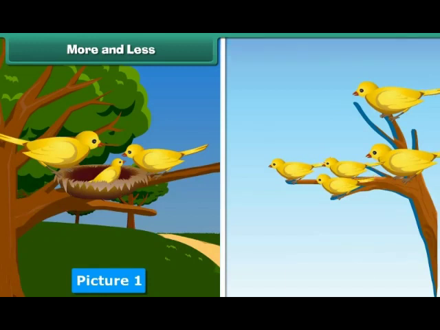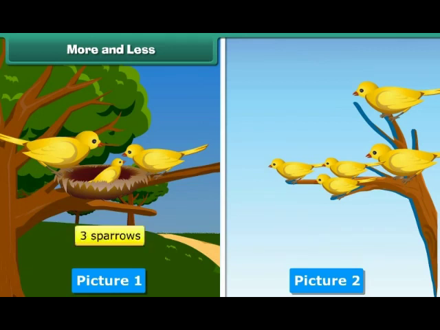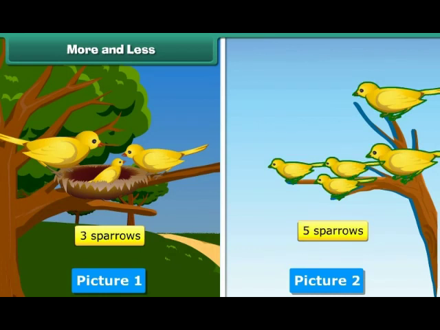More and less. Look at these 2 pictures. Which of them has more sparrows? The first picture has 3 sparrows and the second picture has 5 sparrows. Therefore, the picture 2 has more sparrows than the first.